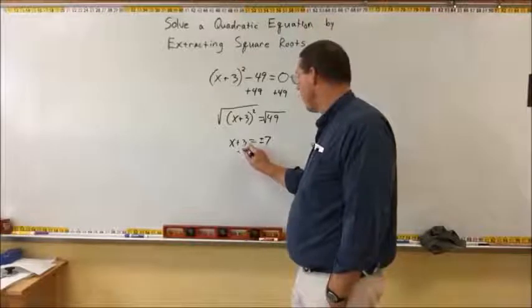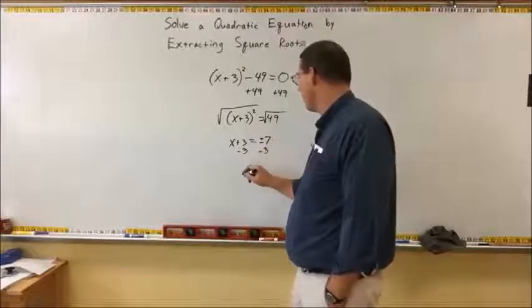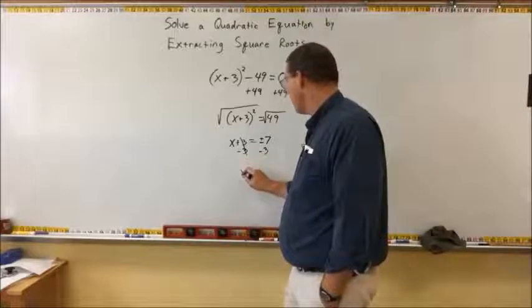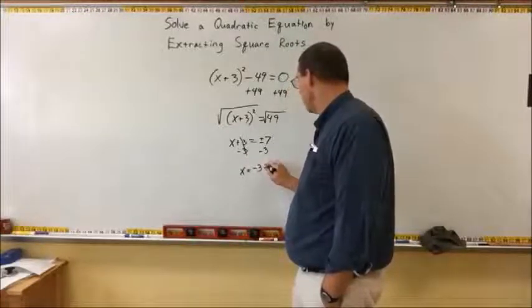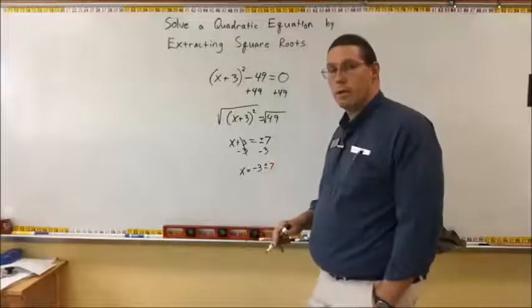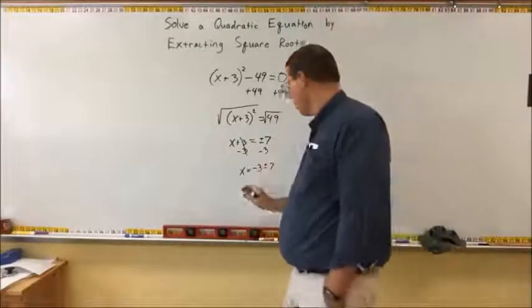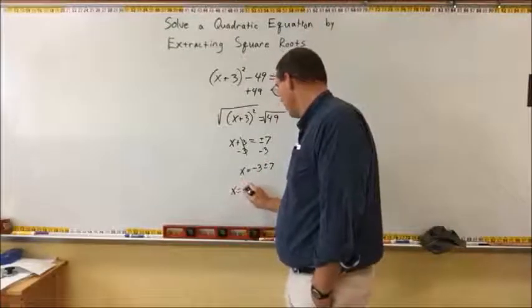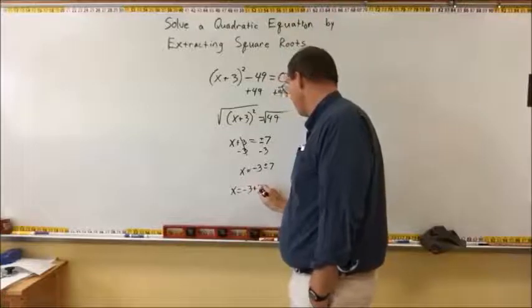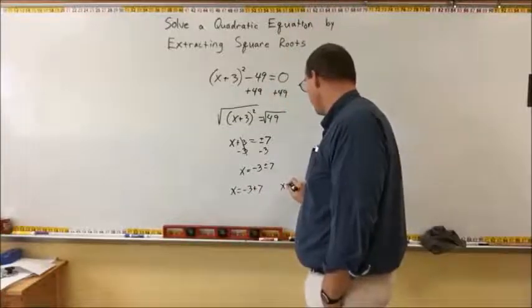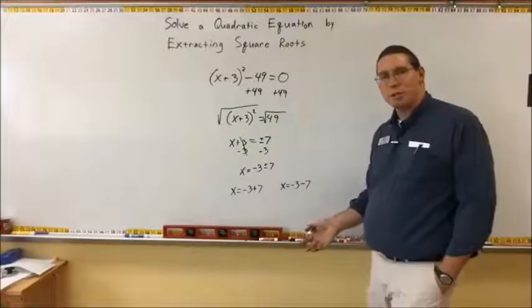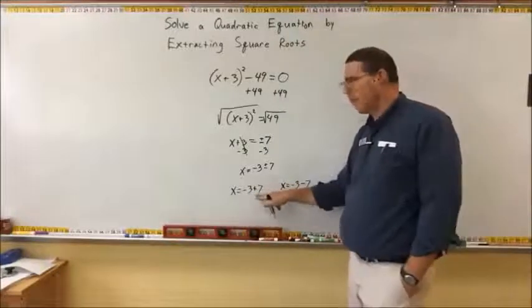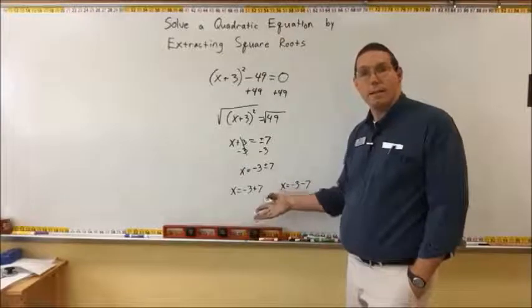Now we're going to subtract 3 from both sides, and what we're going to get is x is equal to negative 3 plus or minus 7, which is 2 answers. One of them is x equals negative 3 plus 7. The other one is x equals negative 3 minus 7. So here's the trick. Because they're both whole numbers, we can combine them. We don't have to stop here.